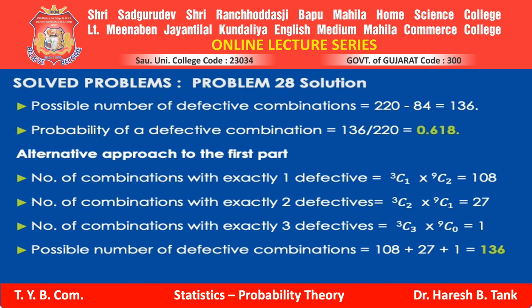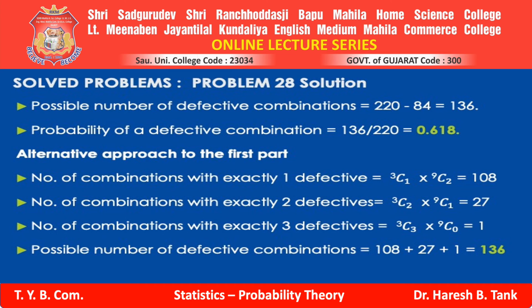Possible number of defective combinations becomes 220 minus 84, which is 136. So the probability of a defective combination becomes 136 divided by 220, which comes to 0.618. We can have another approach even. Let us see that another approach.